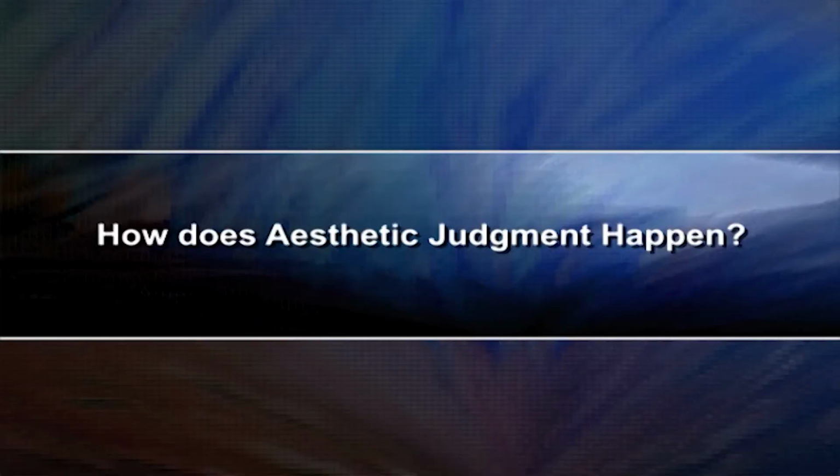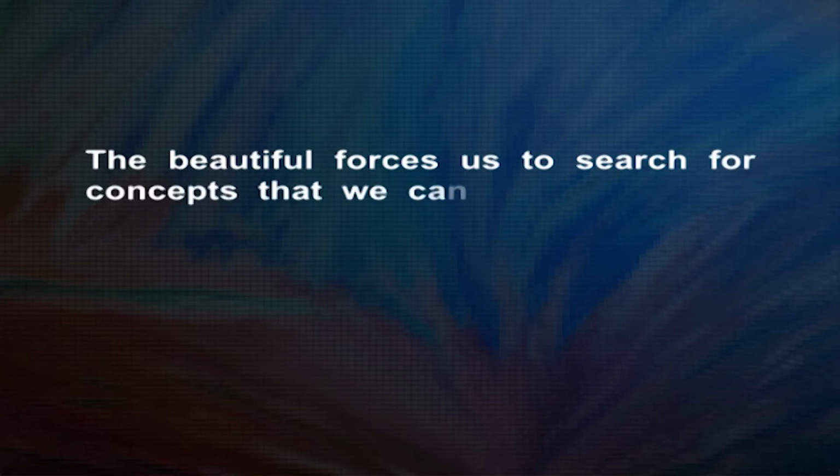How does aesthetic judgment happen? Kant argues that judgment itself as a faculty has a fundamental principle that governs it. It assumes in advance that everything we experience can be tackled by our powers of judgment. Though normally we don't notice this assumption, in the case of the beautiful, we notice it. Since the beautiful has no concept of a purpose available, we cannot just apply a concept and be done with it. The beautiful forces us to search for concepts that we can never find.